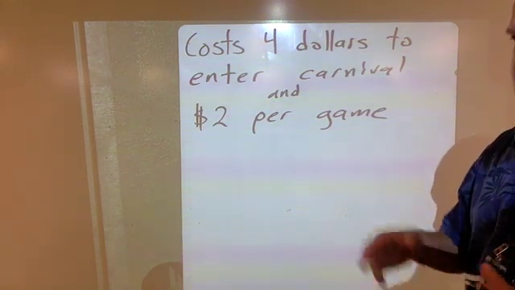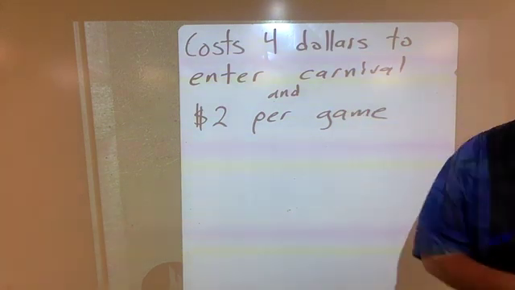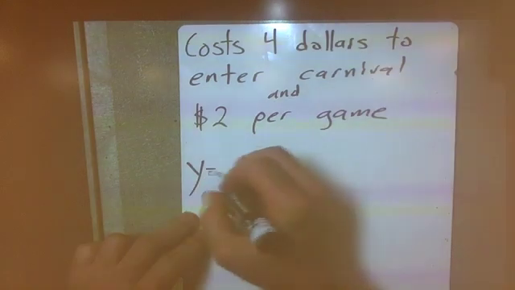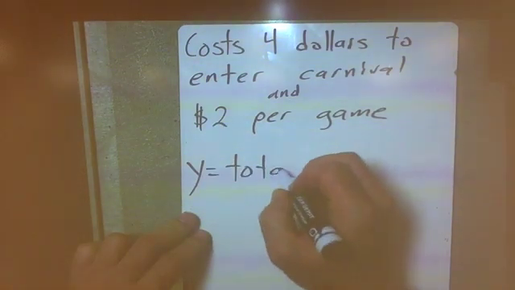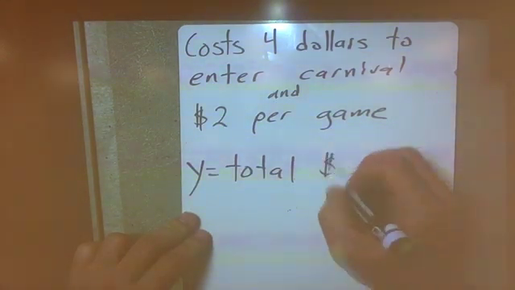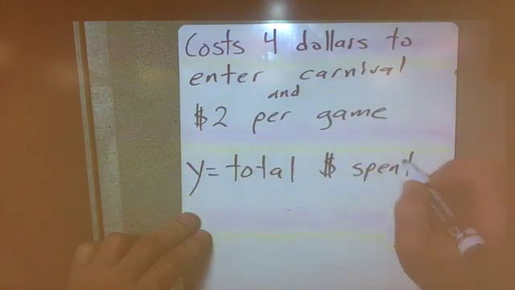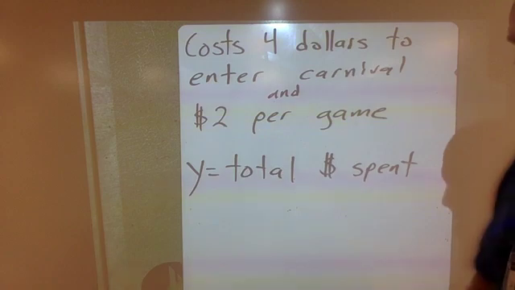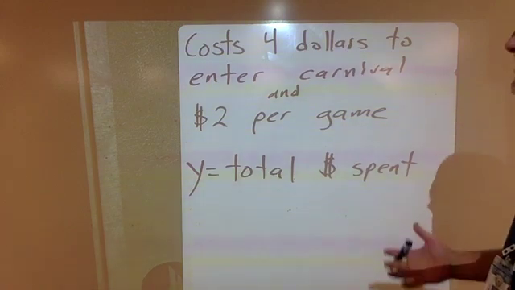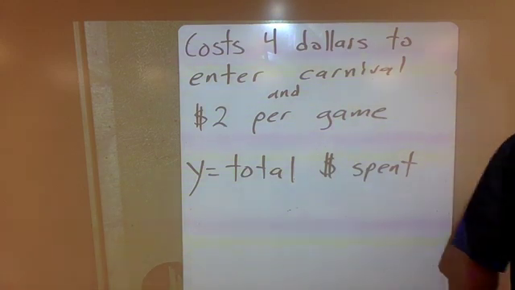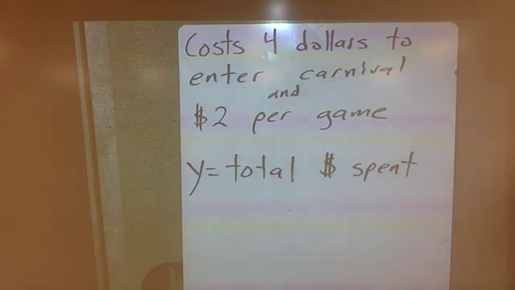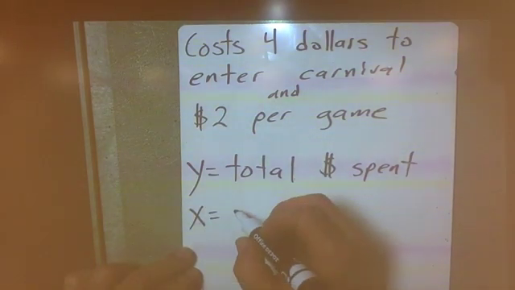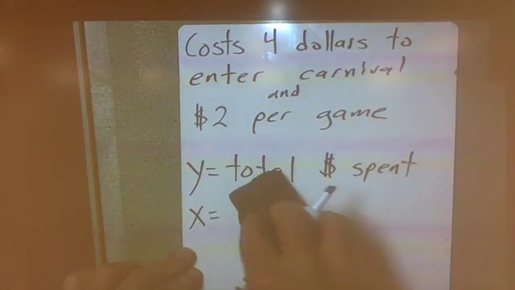To do that, we're going to need 2 variables. We're going to need to use the letter y, which is going to represent the total money that you spent that night. So for instance, if you played 3 games, you spent $10. If you didn't play any games, you only spent $4. So we need a variable to represent how many games you played. We're going to use x for that. So x is games played.